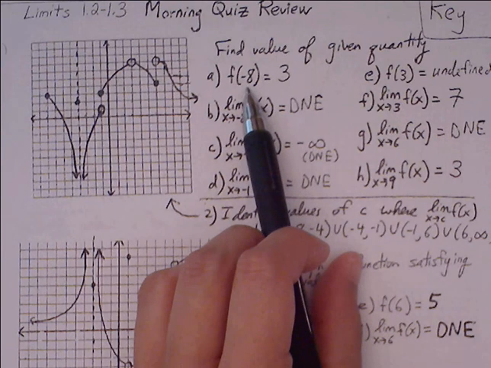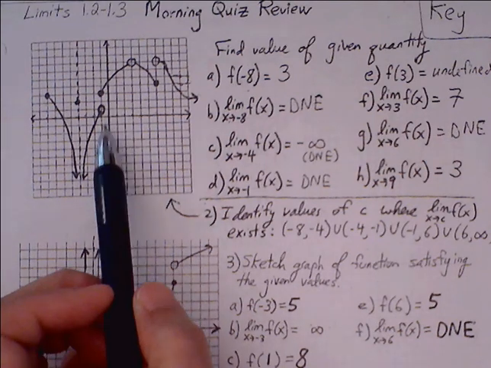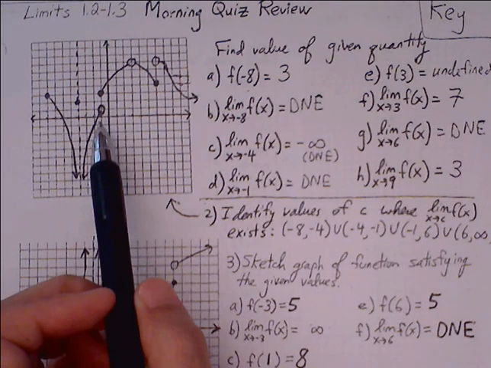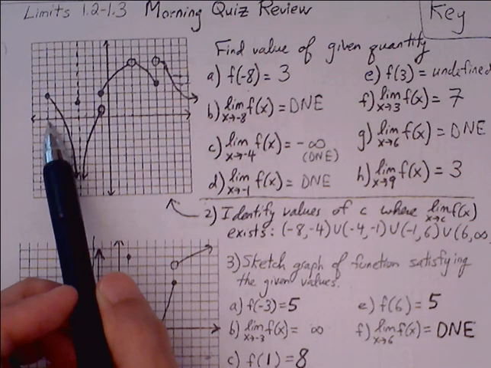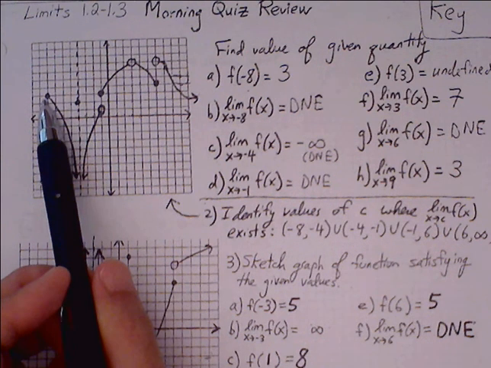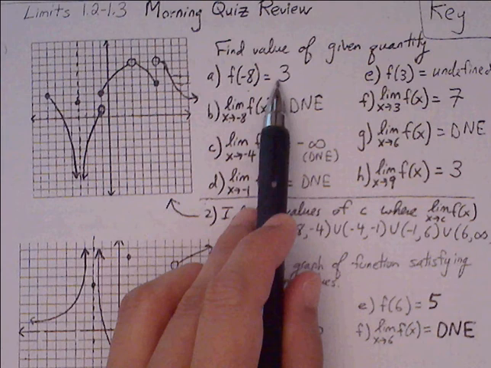So if we look at part A, it says find the value of a given quantity. f of -8 is asking, does f of -8 exist? So we're looking to see at -8, does the graph exist? If we count down to -8, 1, 2, 3, 4, 5, 6, 7, 8. At -8, we do have an ordered pair, and the y value is 3. So f of -8 is equal to 3.